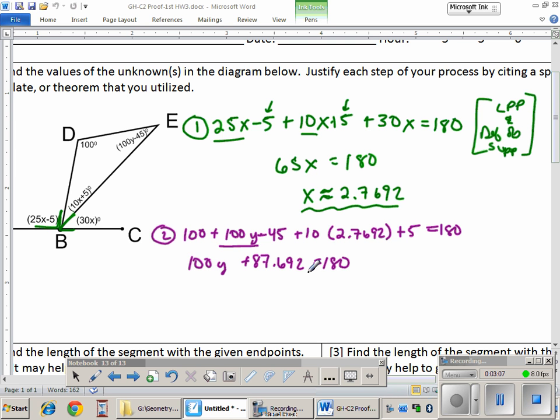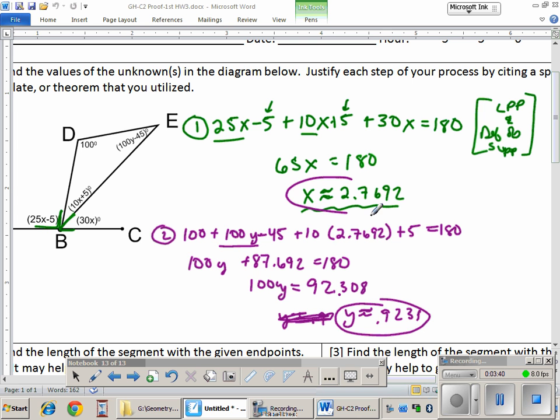So subtract off that crazy looking thing. So 100y is equivalent to, look at that, I kind of got it out of control, didn't I? 100y is equal to 92.308. Divide that by 100, and the y value is equal to 0.9231, approximate, of course, because I rounded. It's not pretty answers, but you know what? That's okay. They're answers nevertheless. All right, so, moving on.